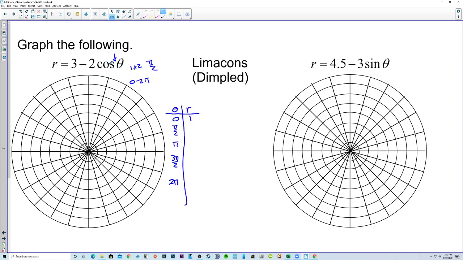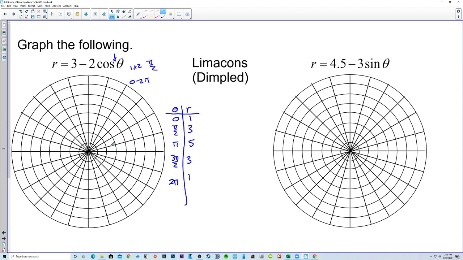Plug 0 in, and cosine of 0 is 1, so we get 1. Pi over 2, cosine of pi over 2 is 0, so we get 3. Pi is negative 1, so that's 5. 3 pi over 2, cosine of 3 pi over 2 is 0, so that's 3. And then 2 pi, cosine of 2 pi is 1, so we get 1. Now notice there are no zeros and there are no negatives. That means this graph will never touch the pole.